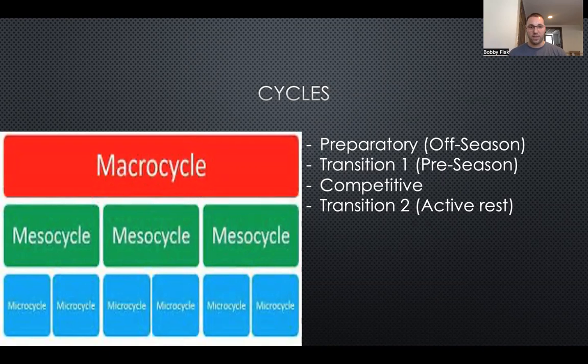So this starts with that macro cycle, a training year, and within that, we then have mesocycles. And you see these listed on the right: preparatory, transition 1, competitive, and transition 2. And underneath that, we've got our microcycles, which typically last anywhere between 7 to 14 days. And then further, we have our individual training sessions, which is programming.